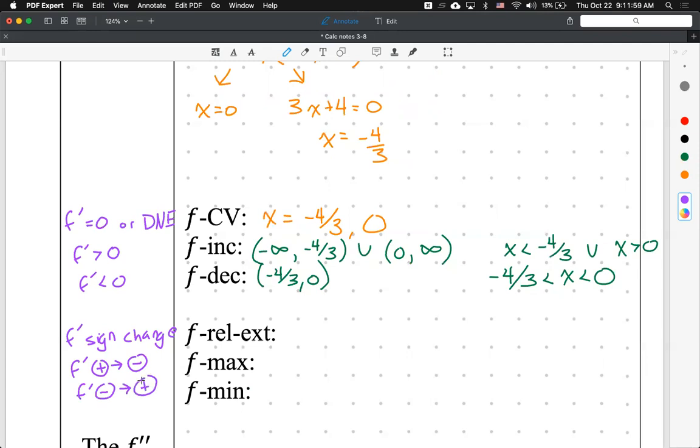I know we've written them down like 20 times now. Hopefully we'll remember them all the way in May when we take the AP test, right?